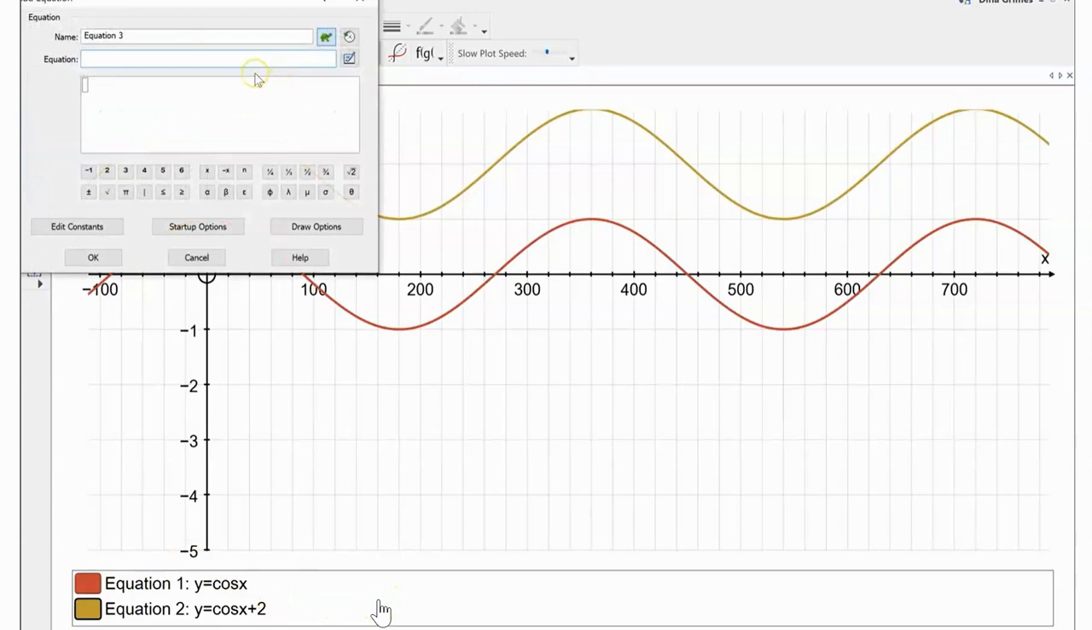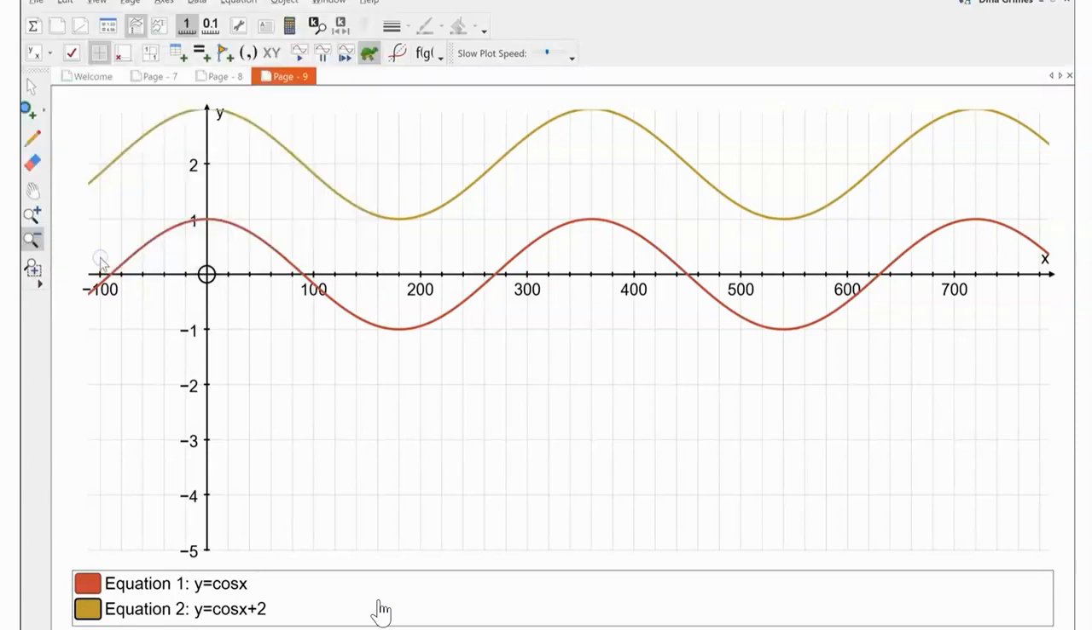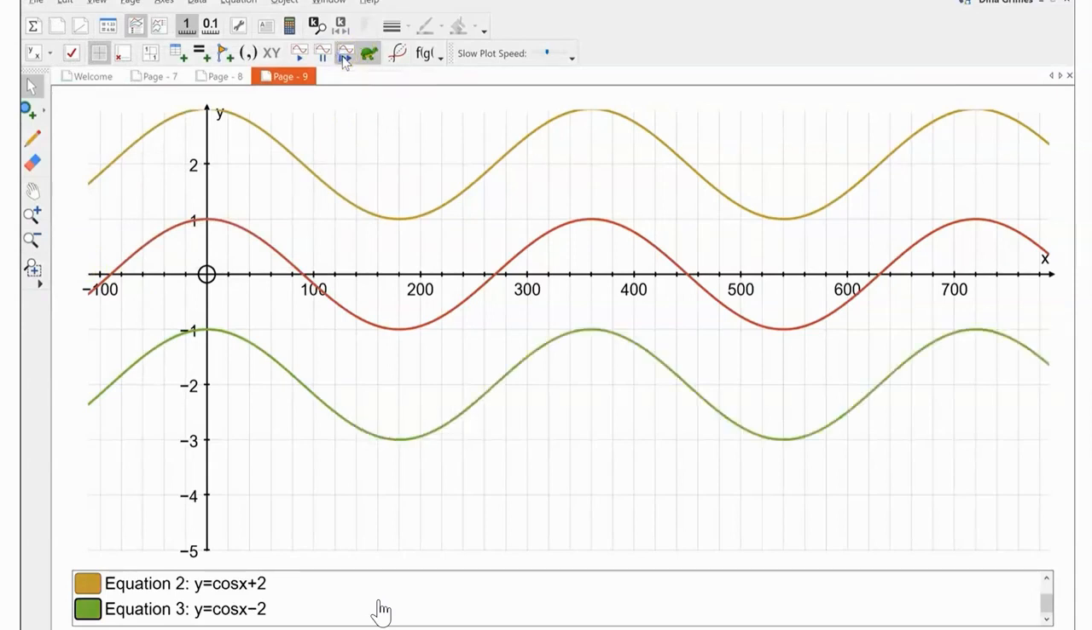So now we're going to subtract 2 units from cos x, and just like the previous graphs, it should move 2 units down, and there it goes. Yeah, everything moved 2 units downwards. And that is all for our transformation using translation of our graphs.